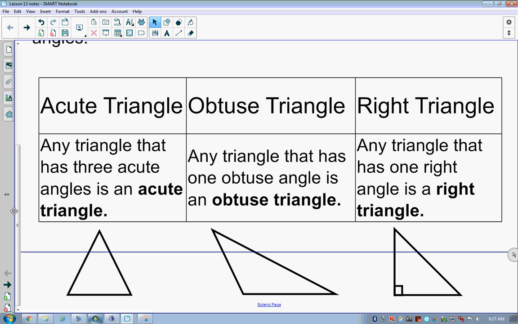An acute triangle is a triangle that has three angles that are all less than 90 degrees. Okay, that makes sense. Then we have an obtuse triangle. It only has to have one obtuse angle to make it an obtuse triangle, right? The other two angles, by definition, have to be acute. And then finally we have a right triangle, which is a triangle with one right angle. The other two angles are going to be acute, right? Because there's only 180 degrees in any given triangle, no matter how big or how small.